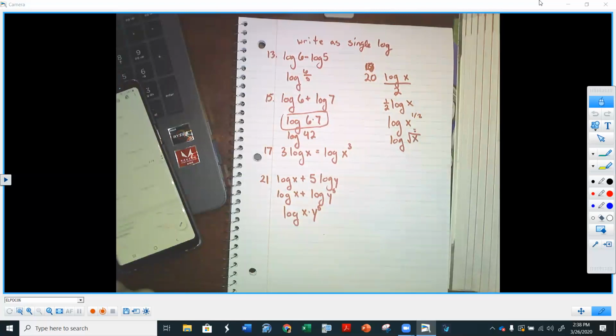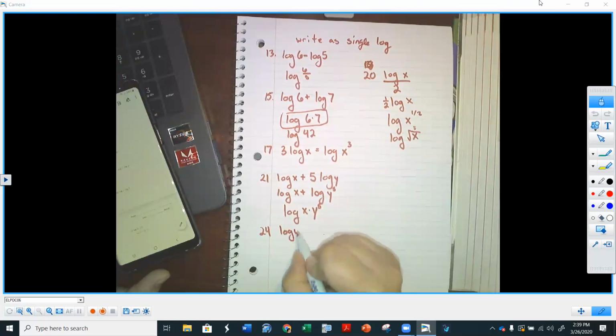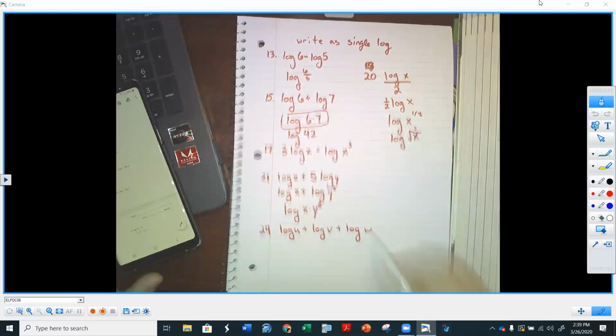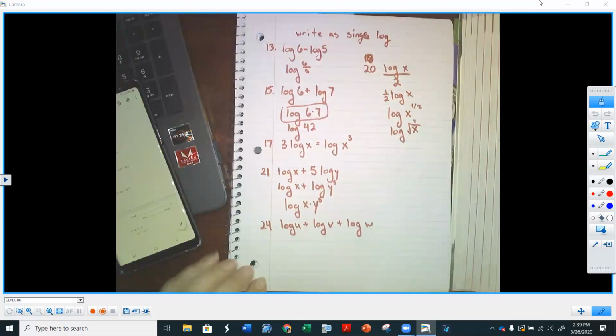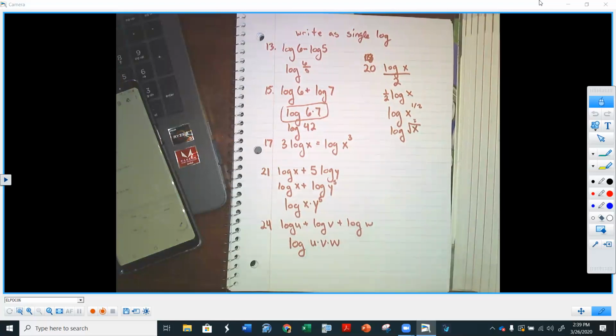We can do lines of things as well. So log u plus log v plus log w. So be ready for that. You're going to have multiple ones in a row. Since it's all addition, it's all going to be multiplication. We do not need to create those dots. You can just write log UVW.